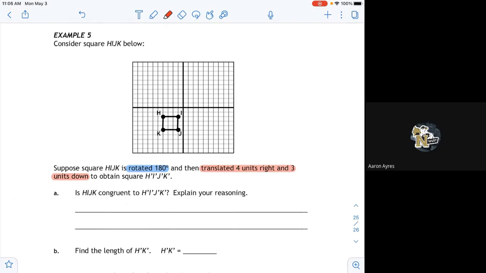Okay, are you done with the conversation? Okay, so on your thumb, is HIJK congruent to H prime I prime J prime K prime? Thumbs up for yes, thumbs down for no. Show me a thumb. What do you think, guys? Are they congruent? Okay, I see lots of thumbs up. That's good. Okay, Amelia's going to explain why.